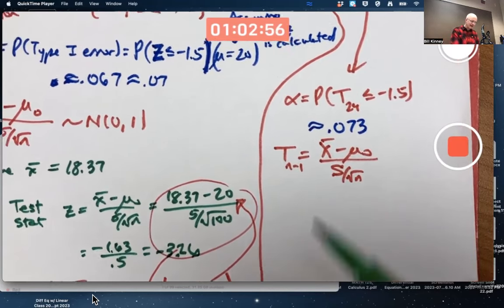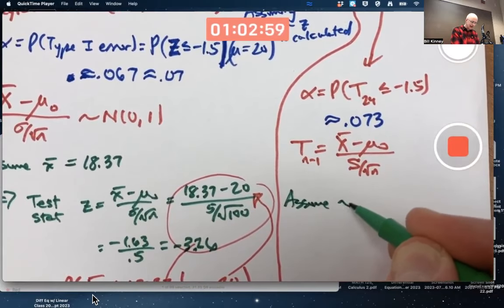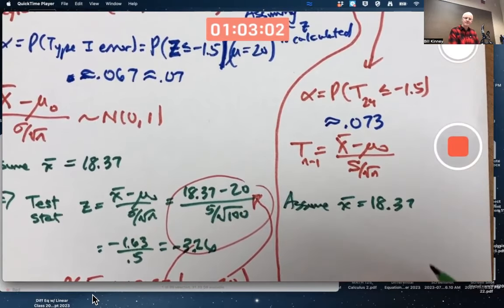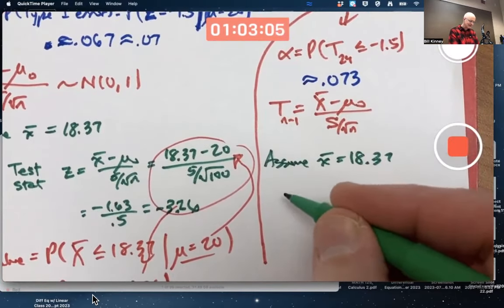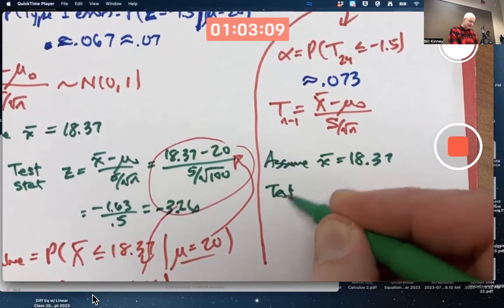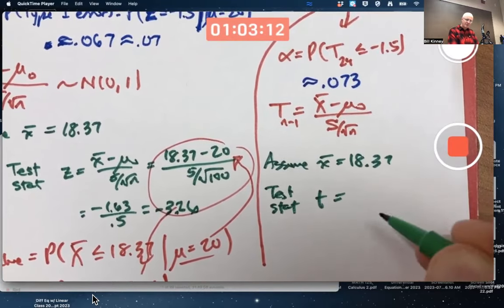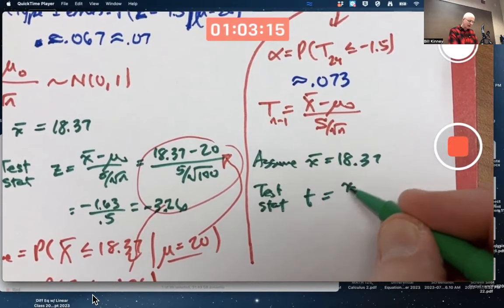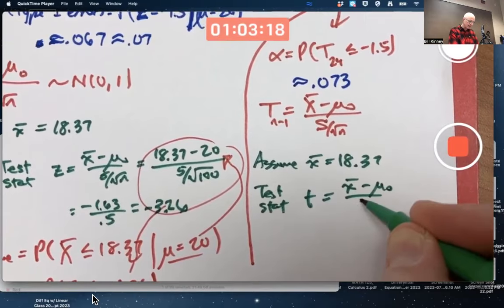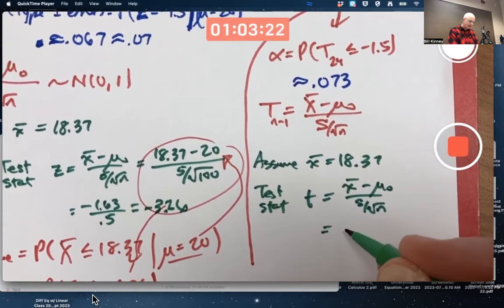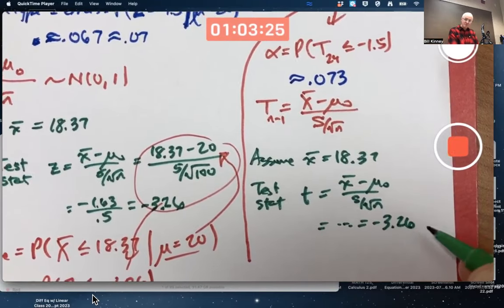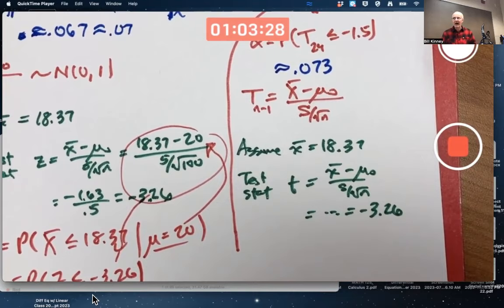Once again, let's assume X bar takes on an observed value of 18.37. The test stat is going to be called T instead of Z, but since I picked S to be the exact same number as sigma, I will get this exact same value here. Realize again that in practice, if you knew sigma was 5, probably S is not going to be 5, though you'd hope it'd be close to 5. It's just because I picked S to be the same, because I felt like it, that we get the same number here.